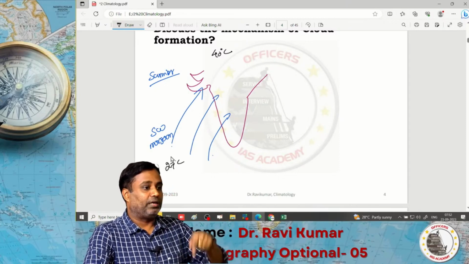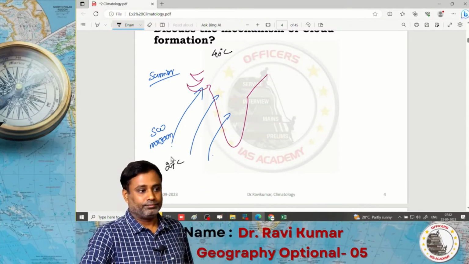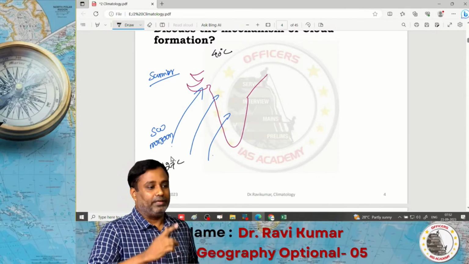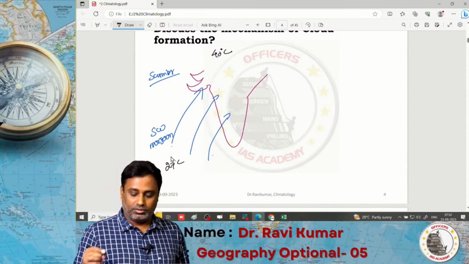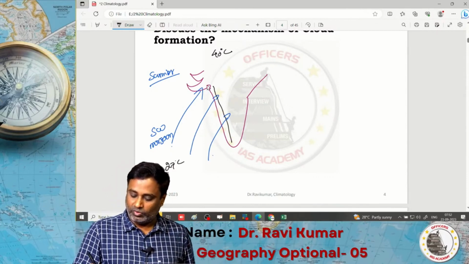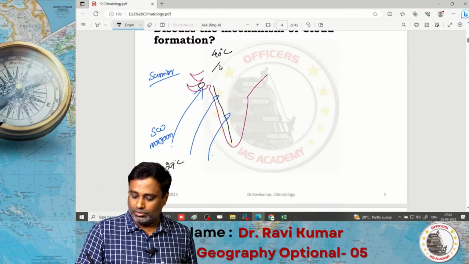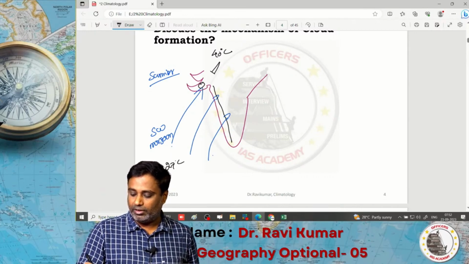But in the southwest monsoon, we are receiving rainfall all over India. How is it possible? Yes, because we have mountains. We have the Western Ghats, the Aravalli mountains, the Girnar hills, and the Himalayas.